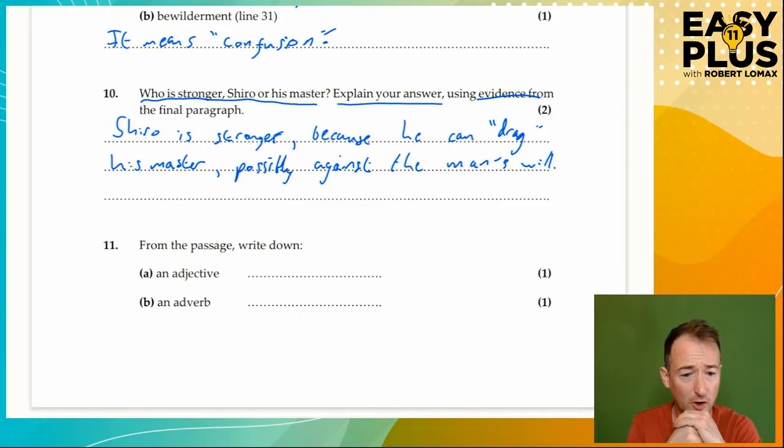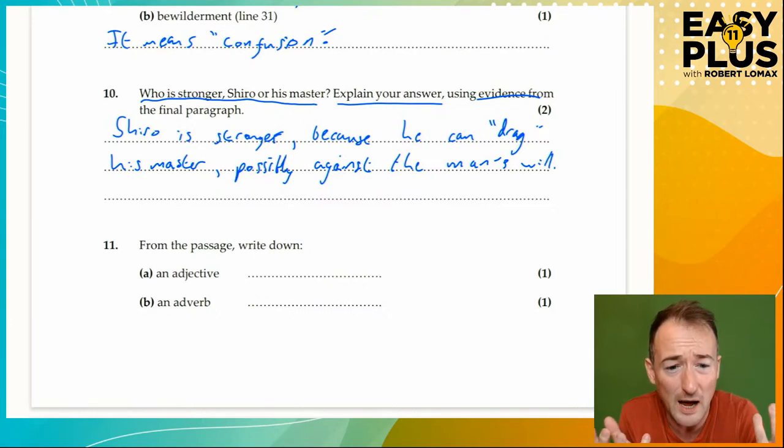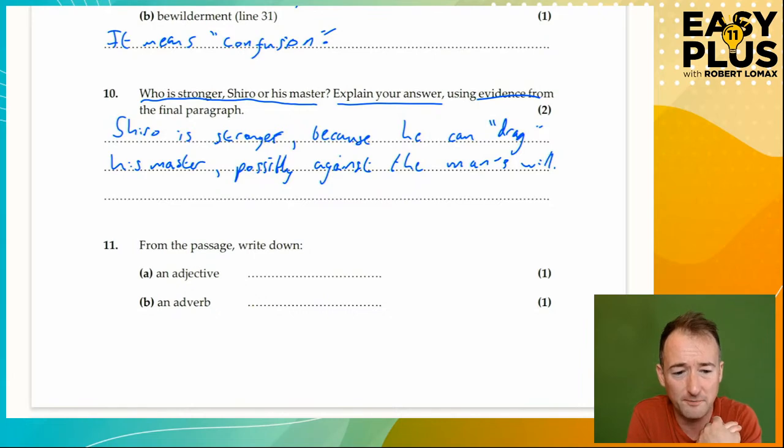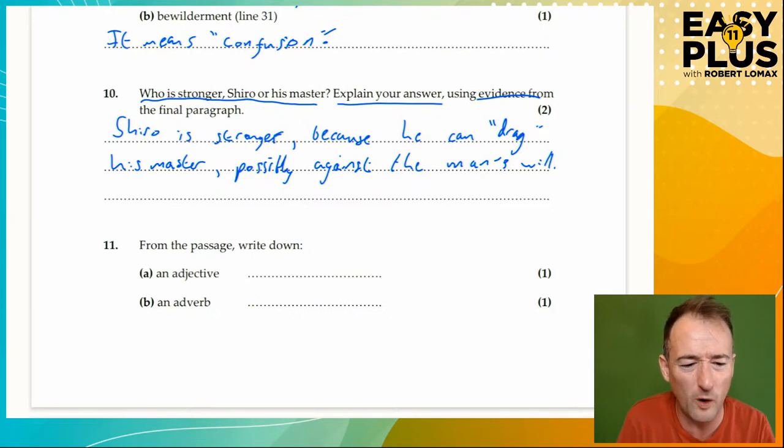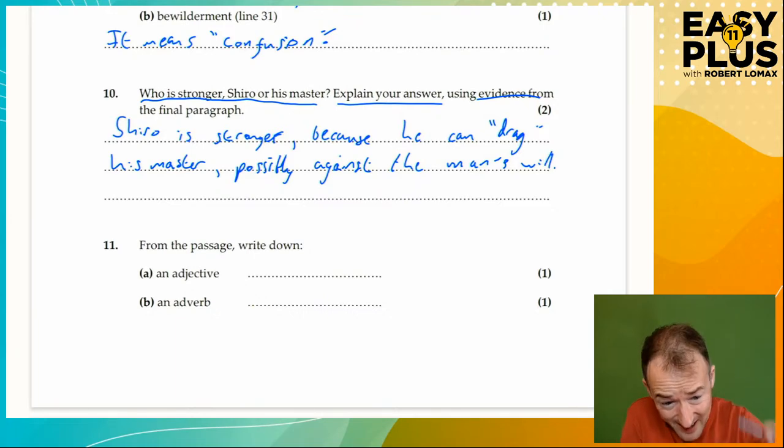So Shiro is stronger because an old person's body is frailer and weaker. That isn't comprehension. That's your own knowledge, your own assumption. It doesn't really stand up anyway, because let's say that Shiro was a little chihuahua, a little handbag dog. Then even if his master was really old and frail, you still wouldn't say that Shiro was stronger or powerful. And there are old people who run up mountains, for heaven's sake. You can't generalize, especially nowadays when so many people stay so fit until old age. But anyway, it doesn't quite hang together. You need to talk about the text here, and that's what you do at the end.